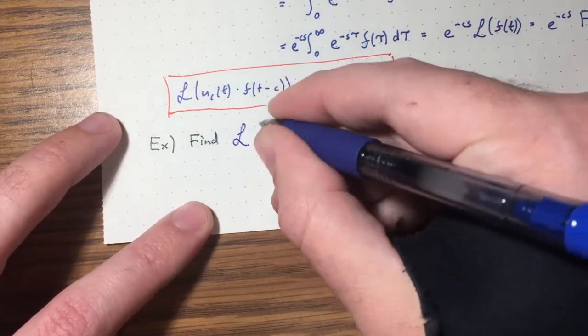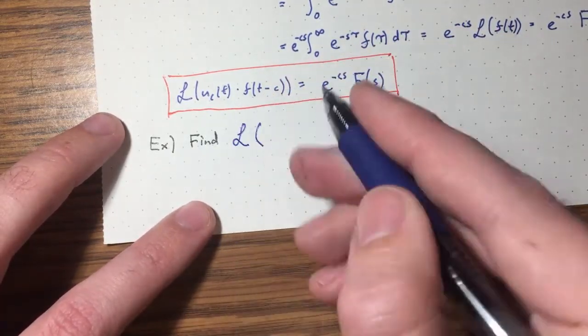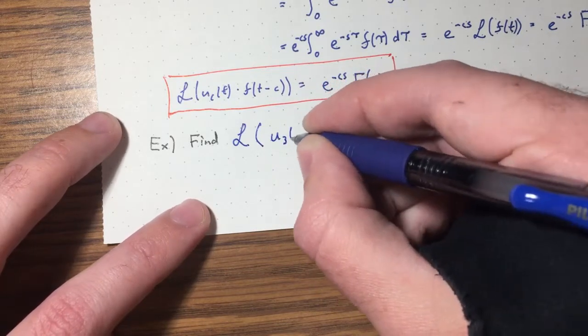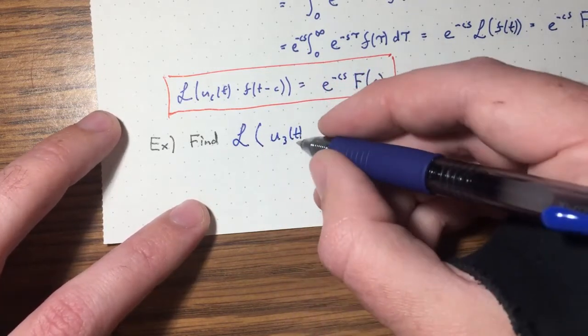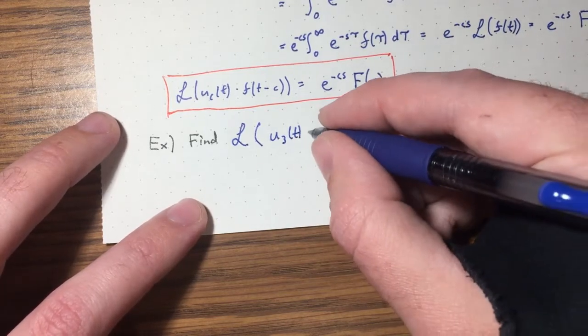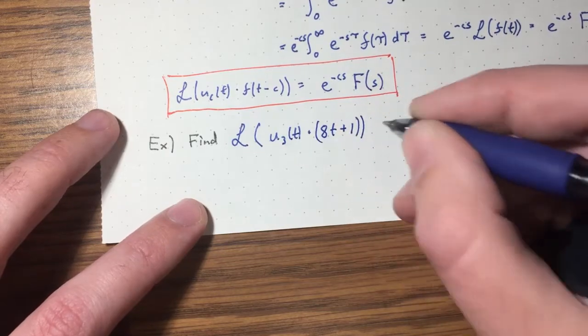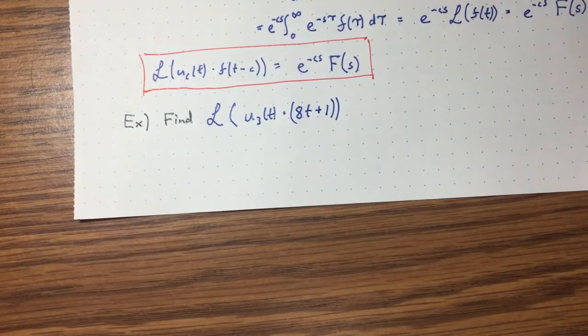And what I'm going to do is I'm actually not going to express my f in terms of t minus c. I'm just going to put some random function there. So let's say we have u3 of t times the function 8t plus 1. Okay. So what is this Laplace transform?